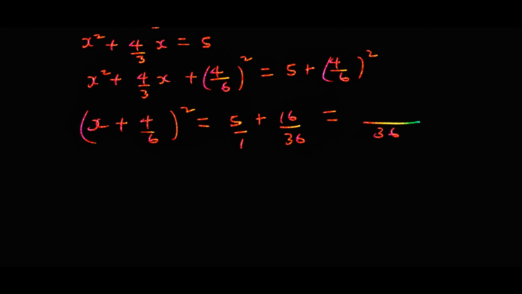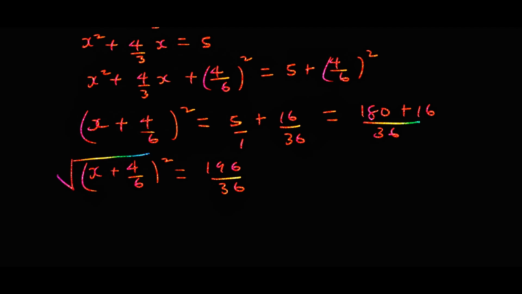So 1 into 36, 36 times. So 36 times 5 would be 180, plus 36 into 36 once, 1 times 16 is 16. So it means, therefore, that our equation now is x plus 4 over 6 squared is equal to 196 over 36.